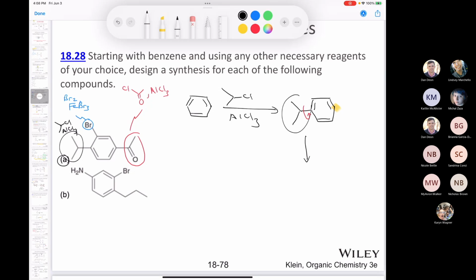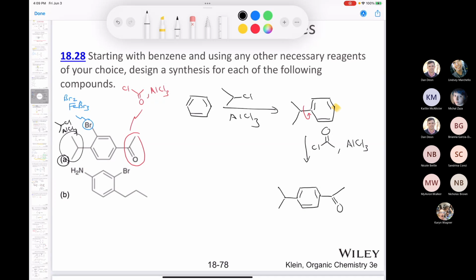Remember, this is an activator. It's not a deactivator, so there's no problem to do Friedel-Crafts. So we would just use acetyl chloride, this compound. You don't need to know the name. I'm just throwing it out there. And then that would put that ketone in the correct position. So now we've got our isopropyl group where we want it, and we've got the ketone.